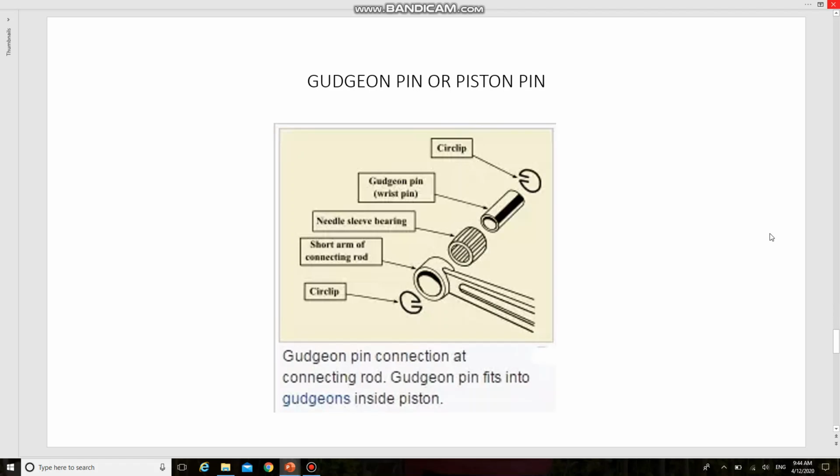And next one is gudgeon pin or piston pin. These are hardened steel parallel spindles fitted through the piston bosses and the small end bushes or eyes to allow the connecting rods to swivel. It connects the piston to the connecting rod. It is made up of plain carbon steel. It must be hollow for lightness.